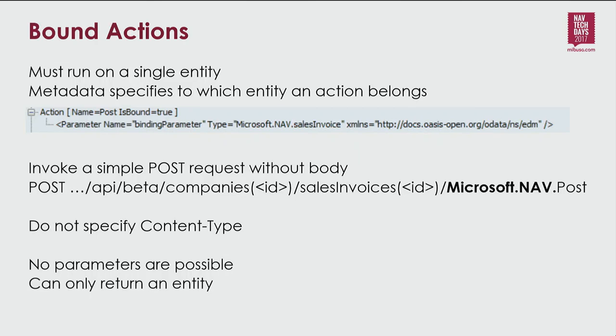And the first concept is bound actions, and they are bound because they are running on a single entity. And the metadata will tell you to which entity the action belongs. So it has to run on a record. And to use it, it's very simple. I'll demo it in a minute, because you just need to invoke a post request without a body. And the namespace is microsoft.nav.post, and you shouldn't specify content type. And this is going to invoke an action. The limitation on this one is that no parameters are possible, and it can only return an entity back in the form of a URL. So I'll show you this one in the demo.